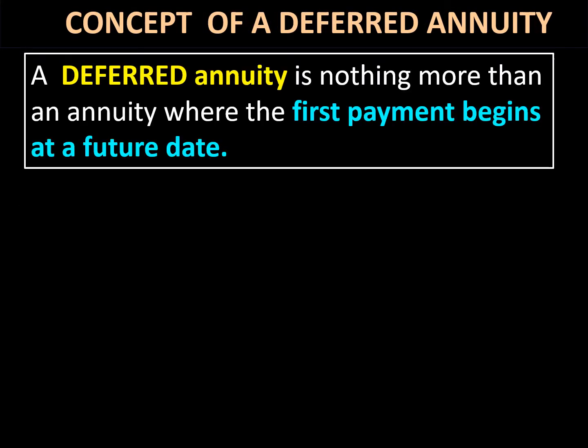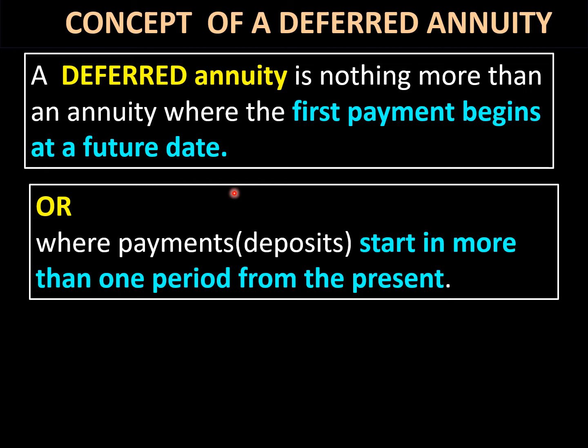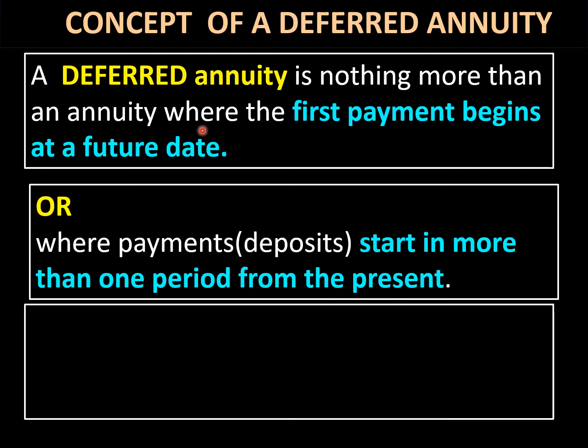Let's just summarize what you have there. A deferred annuity is an annuity where the first payment begins at a future date, or where the payments or deposits start more than one period from the present. Instead of starting at the end of the first month, it can start at the end of the third or the fourth, whatever the agreement is. Then we say it's deferred or delayed. The payments are deferred or the payments are delayed.